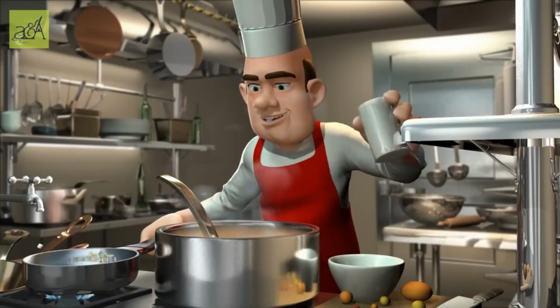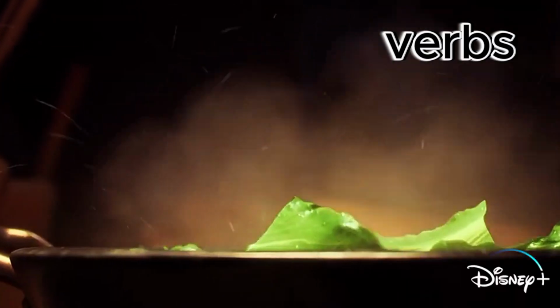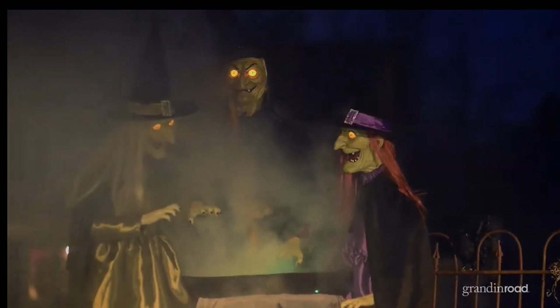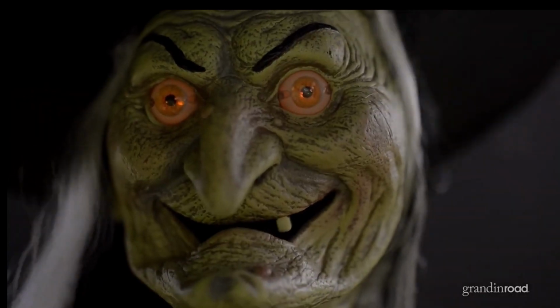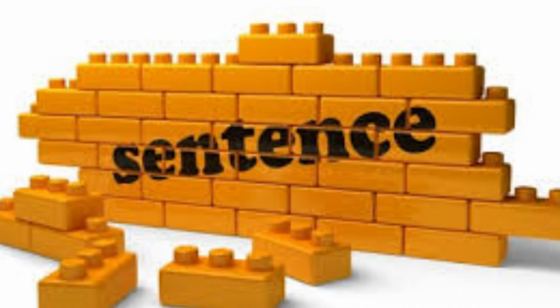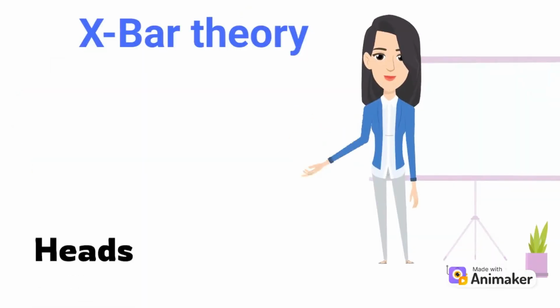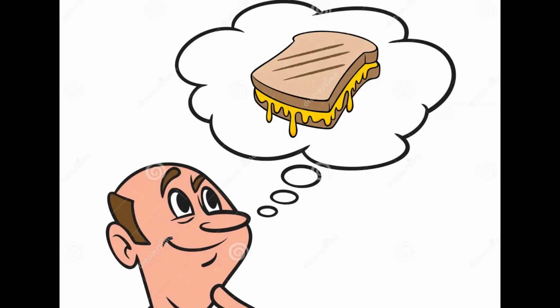Imagine you're a chef in a kitchen. You have different ingredients like nouns, verbs, and adjectives. The X-bar theory is like the recipe book that tells you how to mix these ingredients to make delicious sentences. The secret recipe is all about the structure. In X-bar theory, we have three main ingredients: heads, complements, and specifiers.